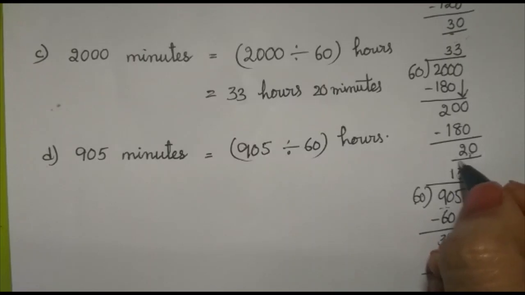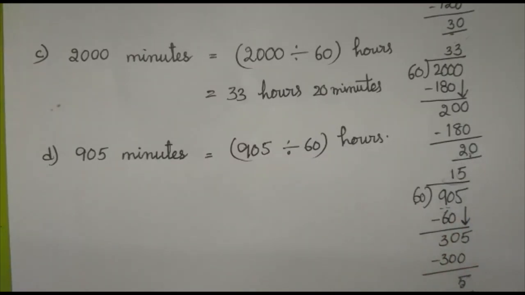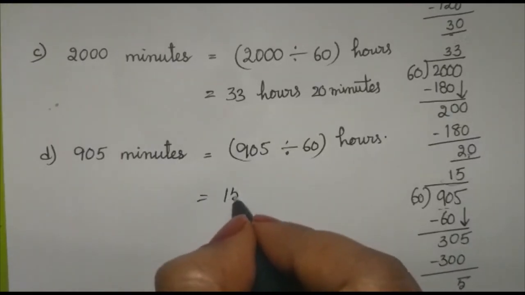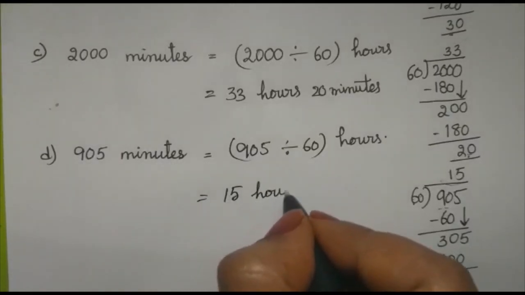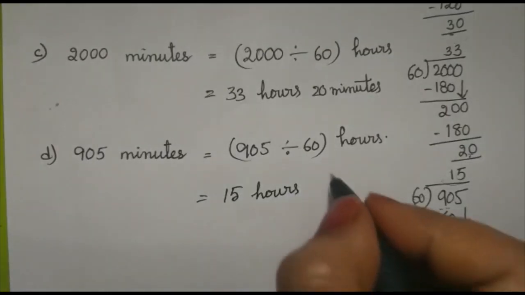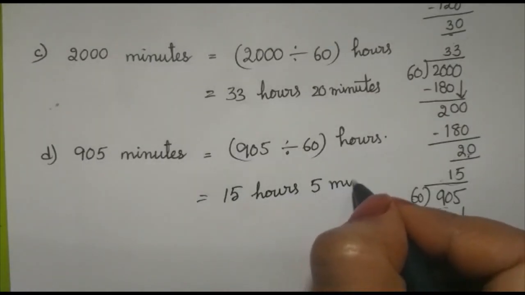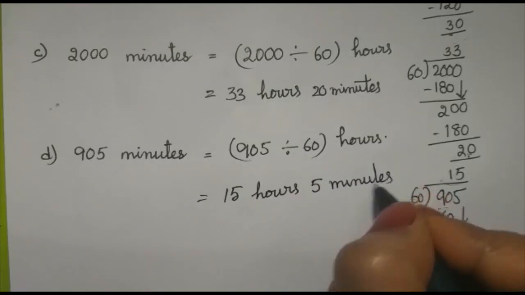5. So what is the quotient here? 15. This quotient represents hours. And what is the remainder here? 5. So 15 hours. Yes, 15 hours. How many minutes here? 5 minutes. In this way you need to do, children. Yes.